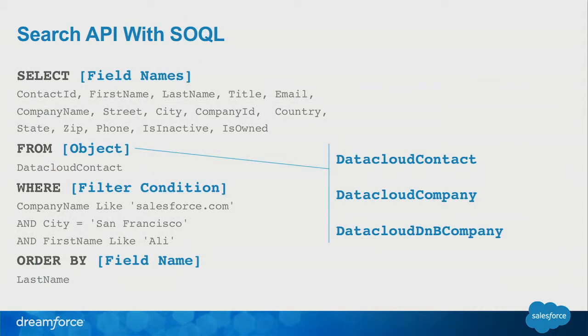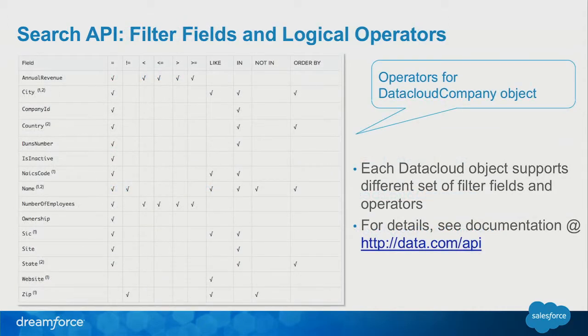So pretty simple there. I'm sure you cannot read this, but the idea here was that whenever you're referring to one of the Data Cloud objects, each one of them is going to have different filter fields. Each one of them is going to have different logical operators that they support. So please take a look at data.com/API, the online documentation. That's your current source, most updated source for supported operators.